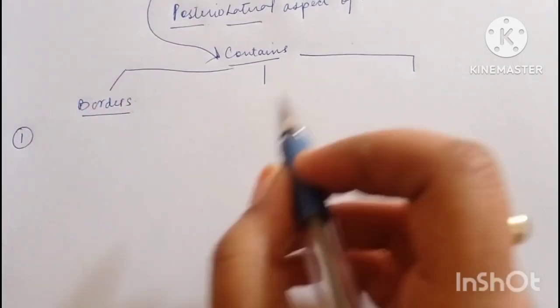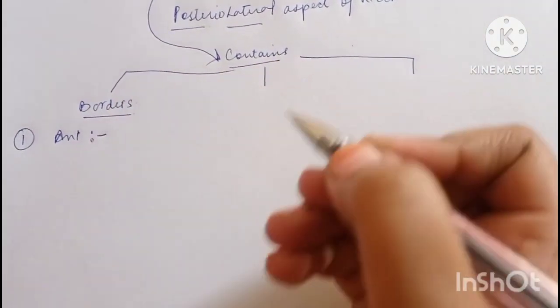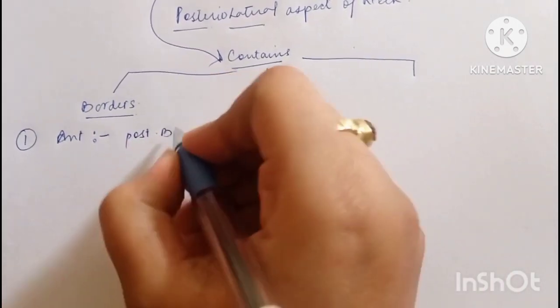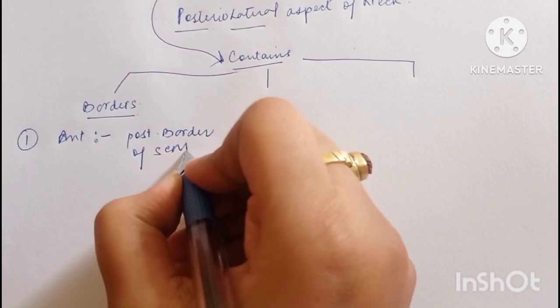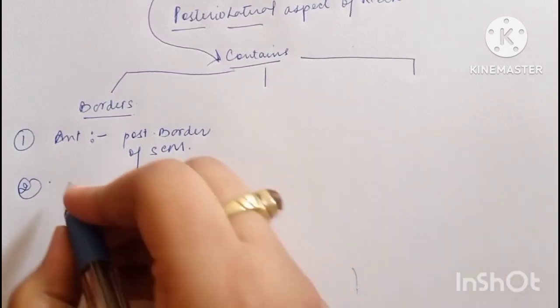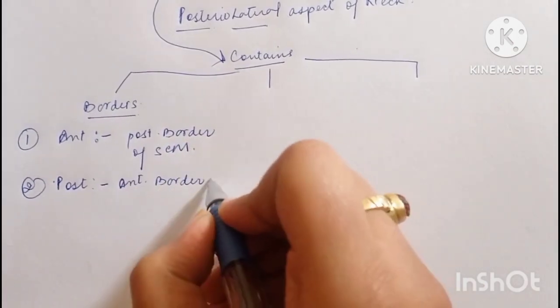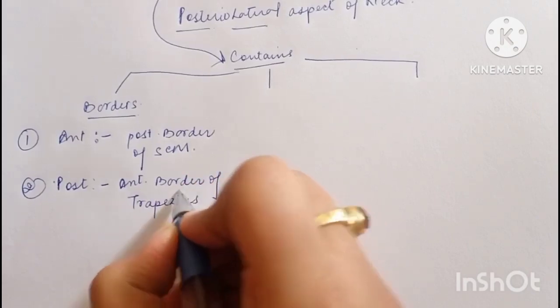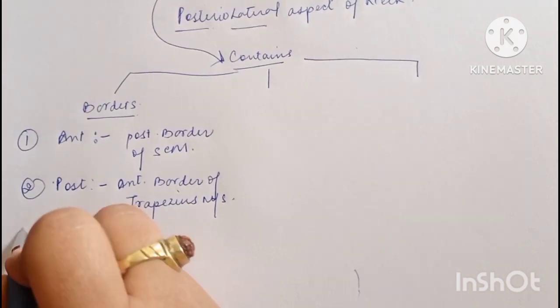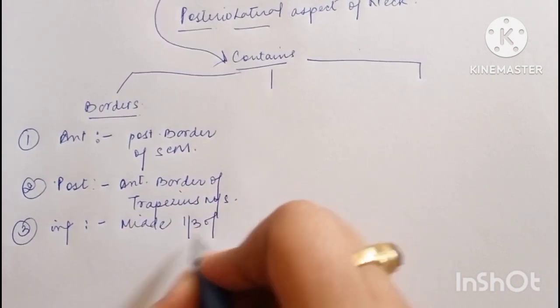So the first border: the posterior triangle of the neck is situated in the posterior lateral aspect of the neck, and anteriorly it gets bounded by the posterior border of the sternocleidomastoid muscle. Then the same posterior triangle of the neck is posteriorly bounded by the anterior border of the trapezius muscle. Then inferiorly it gets bounded by the middle 1/3 of the clavicle bone.